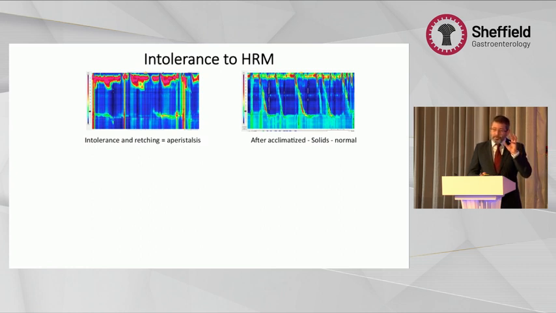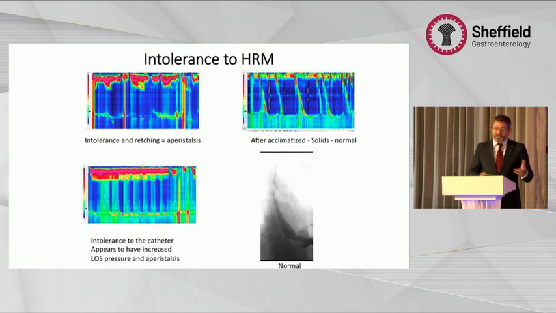So it's important when patients are not tolerating the catheter, not to define pathology, but to try and find normality, and if we cannot find it, then look for another modality. Similarly here, this patient didn't tolerate. In fact, this patient only lasted 30 seconds.